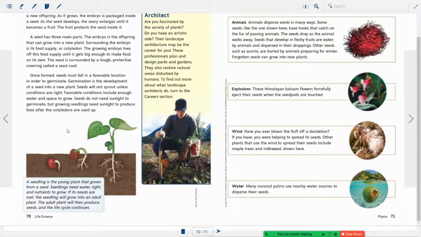the cotyledons are used up. A seedling is a young plant that grows from a seed. Seedlings need water, light, and nutrients to grow. If the needs are met, the seedling will grow into an adult plant. The adult plant will then produce seeds and the life cycle continues.